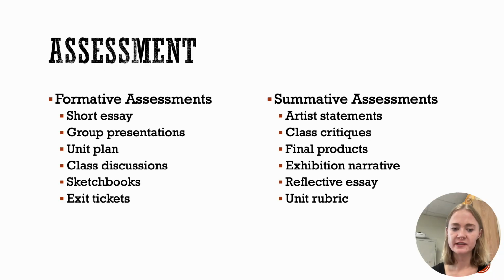Here are examples of the assessments that they'll see throughout the unit. The formative assessments are just their checking for understanding. Are they thinking about this deeply? Are they really understanding the message they're trying to give and how they're going to give it? Where the summative assessments are for those grades, which at the end of each unit, they'll have their artist statement, class critique, and then the product that they turn in. And then at the very end of the unit, they have their exhibition narrative, their reflective essay, and the unit rubric I will use at the very end, but they'll look at it throughout the entire unit to make sure they're on the right track.